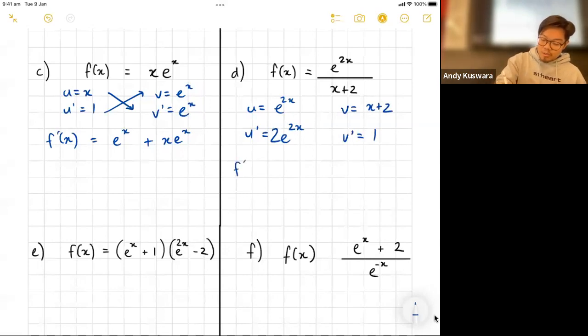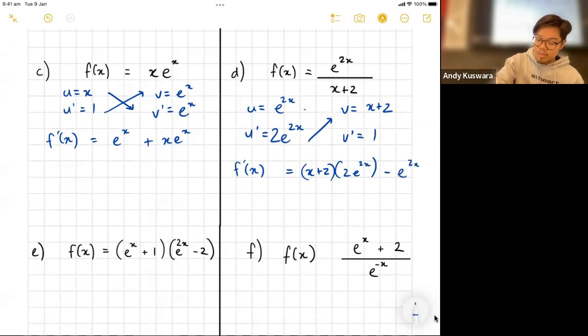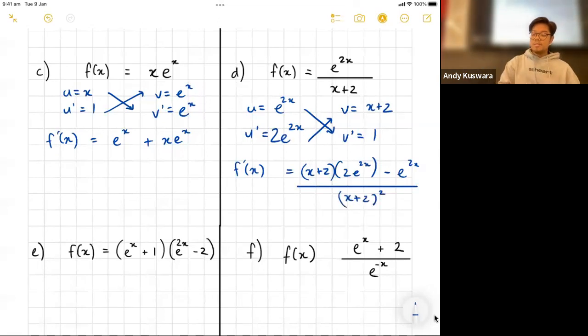So for your quotient rule, it's going to be your vu' minus uv', but minus this time, all over v squared. So it's going to be this. Now I'm just going to keep everything in brackets to make my life easy. So x plus 2, 2e to the 2x, minus e to the 2x, which is going to be that product there, all over v squared, which is just going to be x plus 2 all squared.